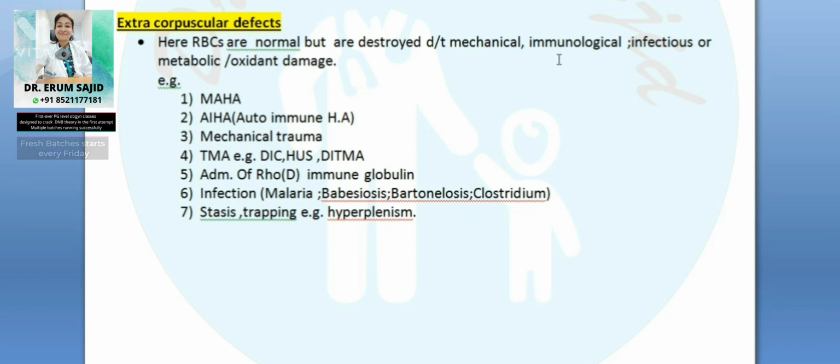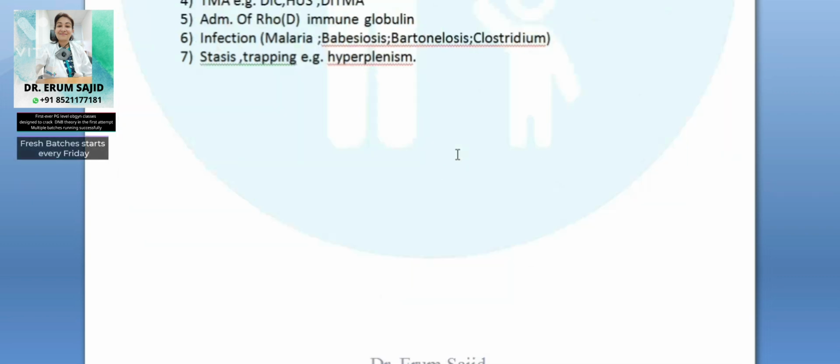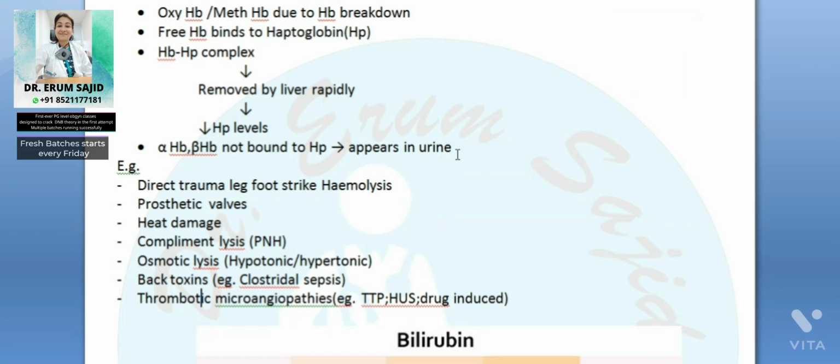It could be immunological. The antibodies are there against the RBCs. They're sticking on, causing agglutination, causing hemolysis. How much can it take? Of course, infectious agents go and reside inside the RBC, for example malarial parasite, babesiosis, and they cause cellular damage. And then of course you have metabolic damage, free radicals, oxidative stress, and all these kinds of things that cause damage, and that is the extracorpuscular defect.